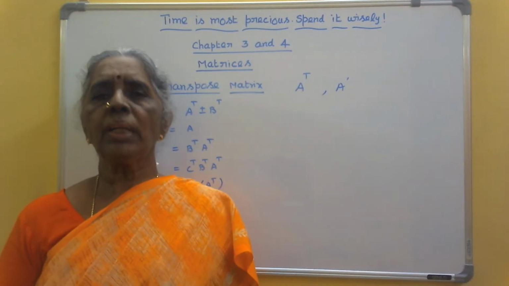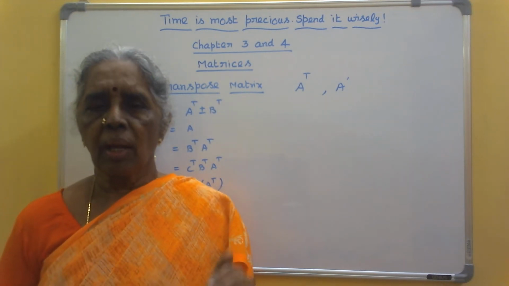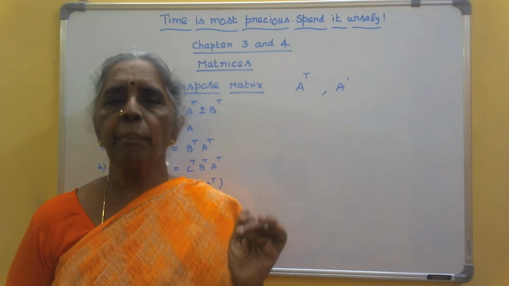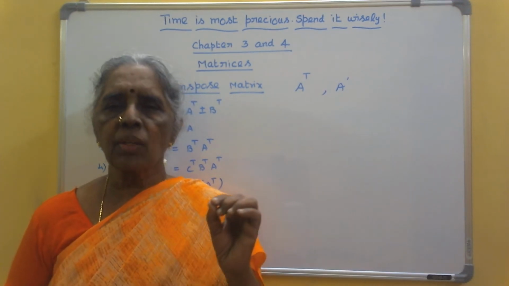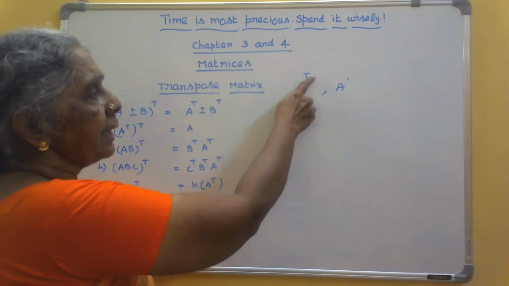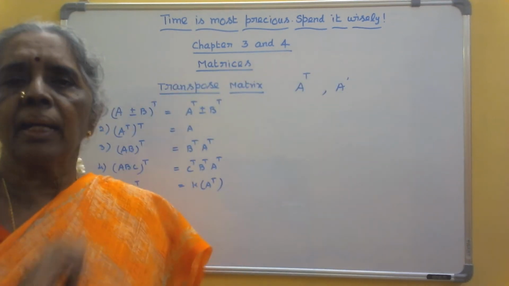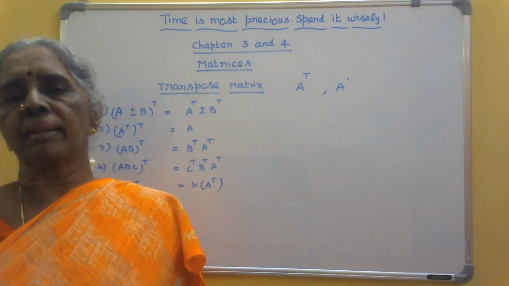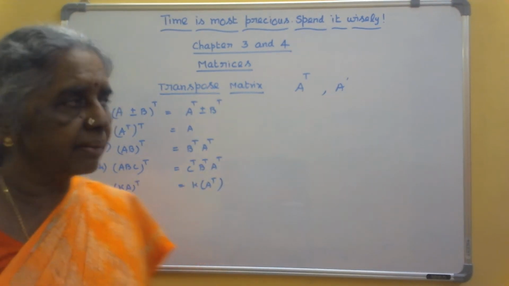Let us see what is a transpose matrix. If the rows and columns of a matrix are interchanged, that is called transpose matrix. It is denoted by A^T or A dash. These symbols T or dash denote a transpose matrix.